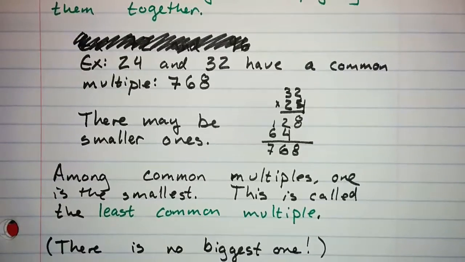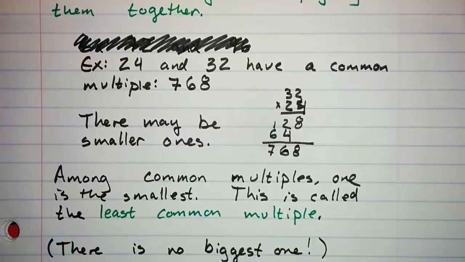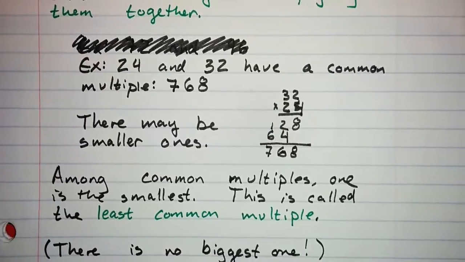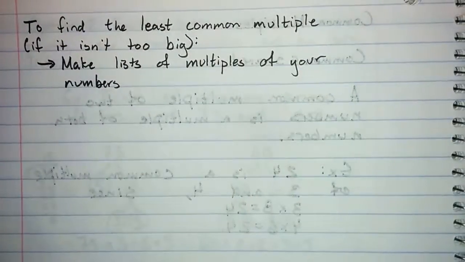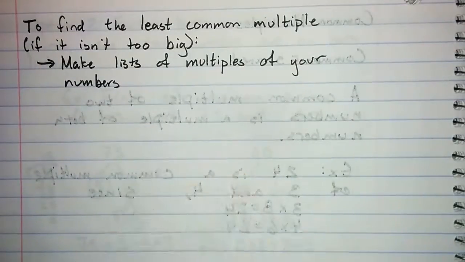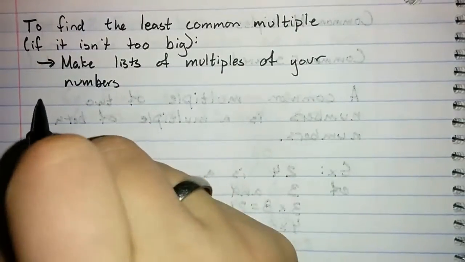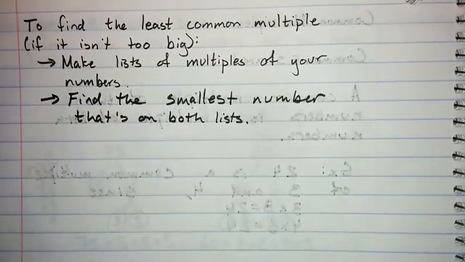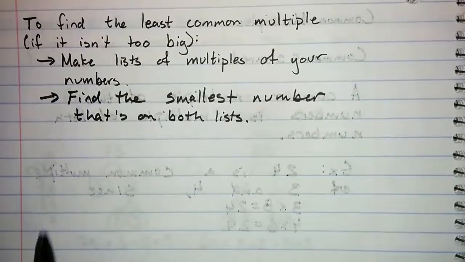How do we find the least common multiple? Well, there's a simple way that works, as long as the least common multiple isn't too big. To find the least common multiple, as long as it isn't too big, make lists of multiples of your numbers, and then find the smallest number that shows up on both lists. What if you don't see one? Does that mean there is no least common multiple? No, it just means you haven't got there yet.